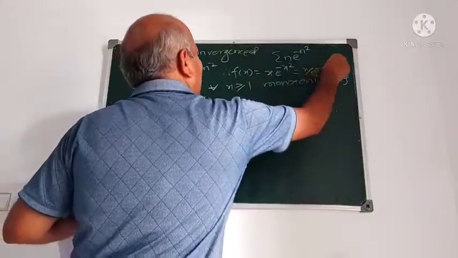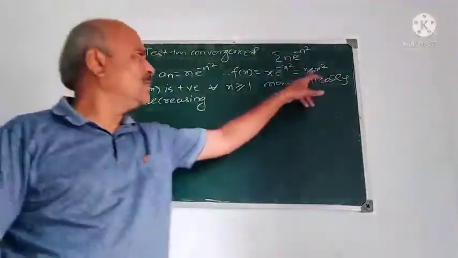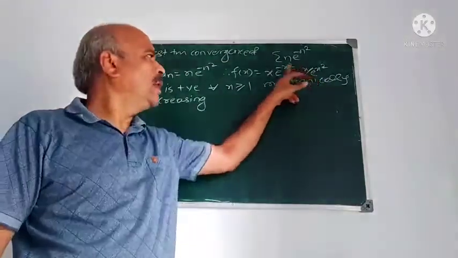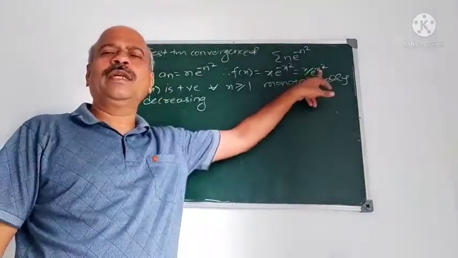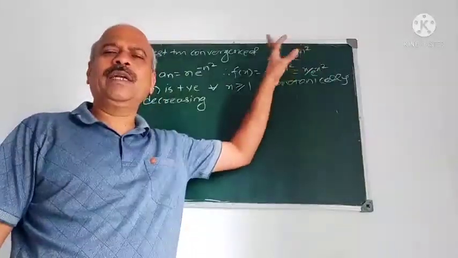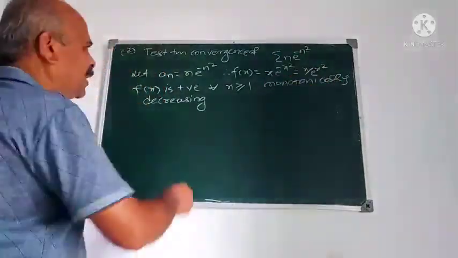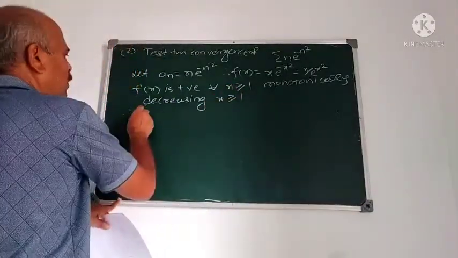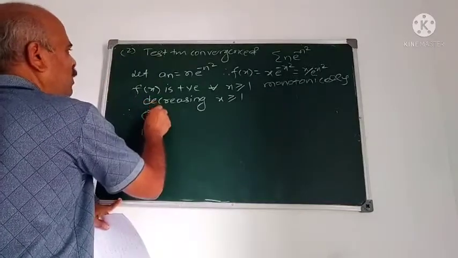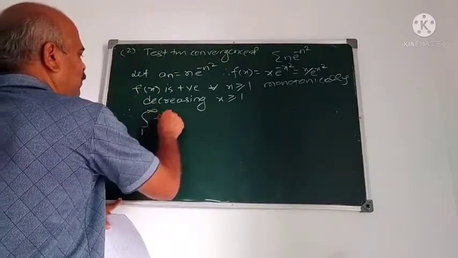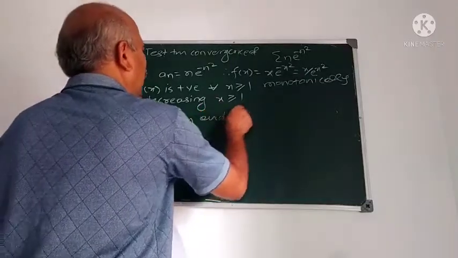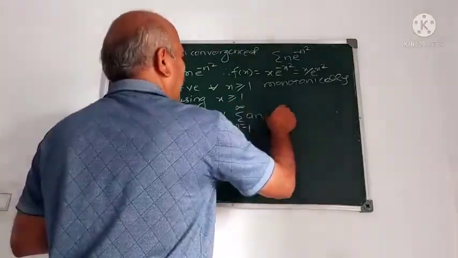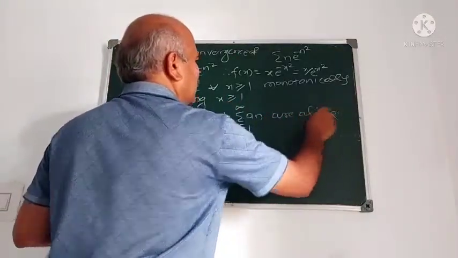x divided by e raised to x square. And this e raised to x square increases more rapidly than x. Therefore, as x increases, the denominator increases. So x by e raised to x square decreases. So it is monotonically decreasing for all x greater than or equal to 1. Therefore, the integral from 1 to infinity of f(x) dx and the series sigma a_n from 1 to infinity are alike, by Cauchy's integral test.